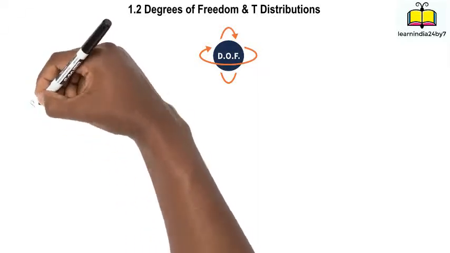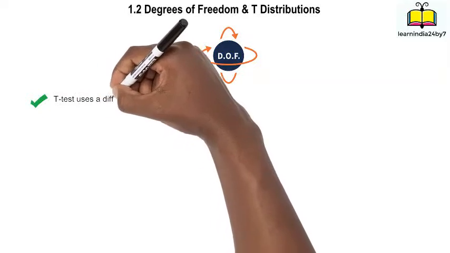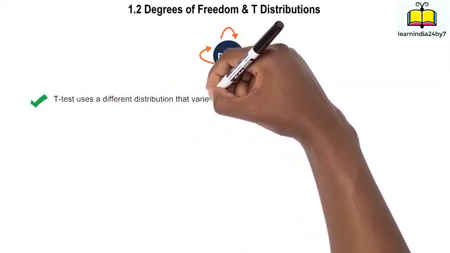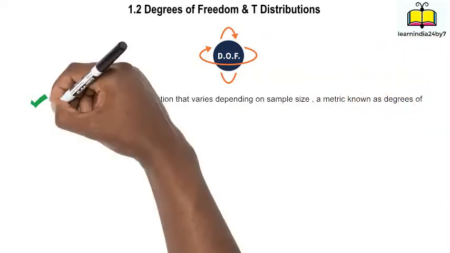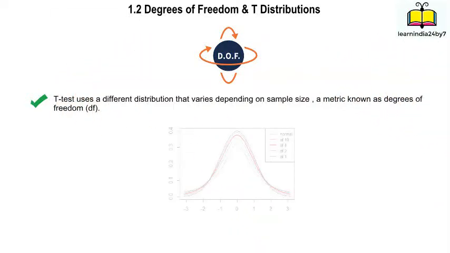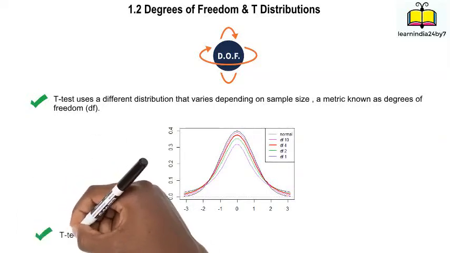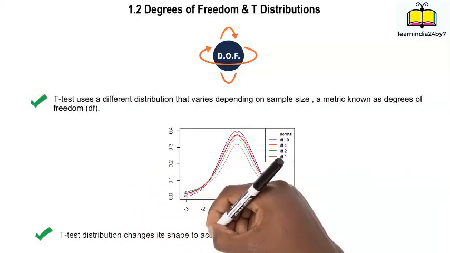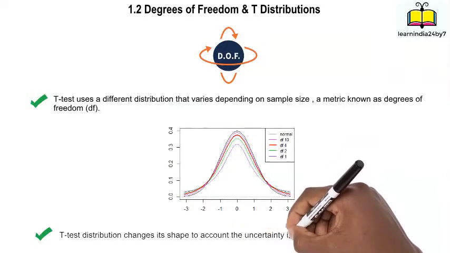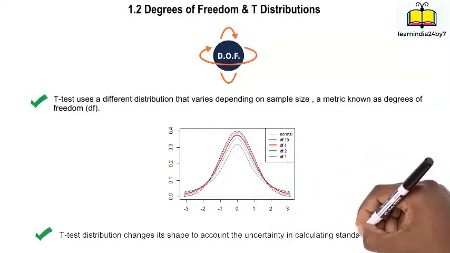So friends, let's understand about degrees of freedom in t-distribution. T-test uses different distribution for different sample sizes, a metric known as degrees of freedom. T-test distribution changes its shape to account for the uncertainty in standard deviation.